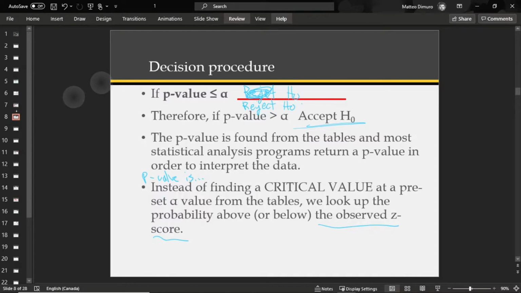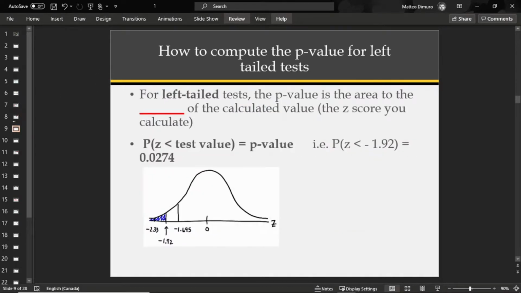Let's talk a little bit more specifics here. So for how to compute the p-value for a left-tail test. For a left-tail test, the p-value is the area to the, you guessed it, to the left of the calculated value, which is the z-score you calculate. So you'll be looking for the probability that z is less than the test value, and that's equal to the p-value.